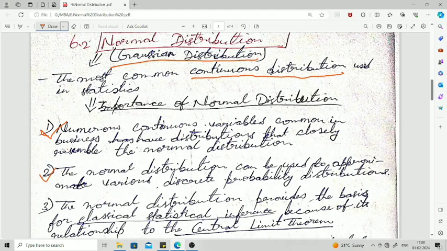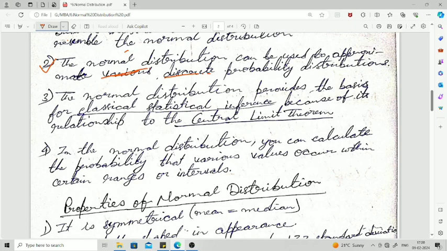The second one, the normal distribution can be used to approximate various discrete probability distributions. So discrete probability distributions can be approximated using the normal distribution. We will study these things in detail later on. Here it is only the intro part, so that's what we are talking about.